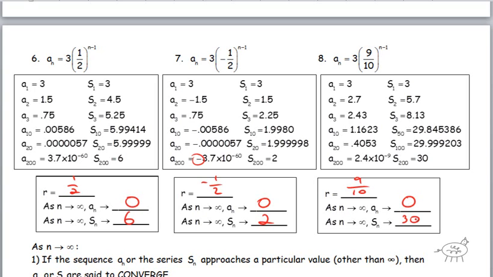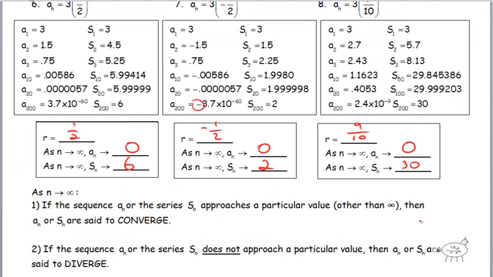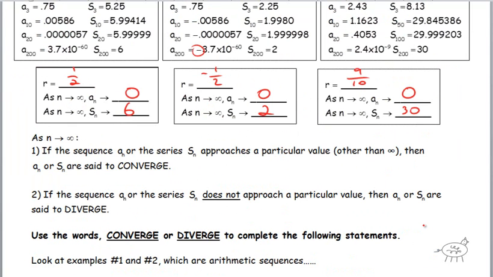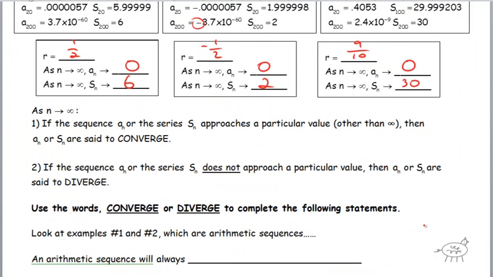Okay? So if I keep going here a little bit, just to talk about what's going on, it says as n approaches infinity, if the sequence a sub n or the series S sub n approaches a particular value other than infinity, then a sub n or S sub n are said to converge. So basically, math fans, in order to converge, you are going to approach, it can be 0, or any positive or negative number.